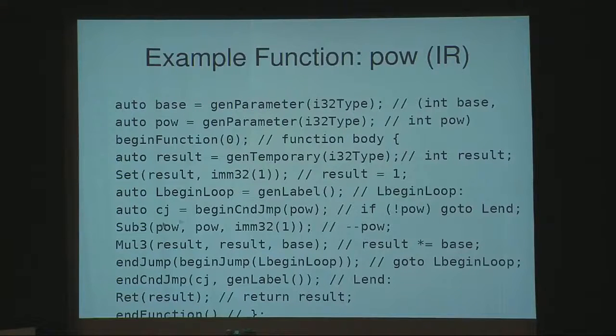And if not, you subtract 1 from the power, multiply the base by the result and store it in the result. And this end jump is needed so we can fix up jump locations simply. This is why it's this strange end jump, begin jump. This is what we do when we already know where we want to jump to, which is here. And if this loop is finished, it will run through here. We return the result and we end the function.